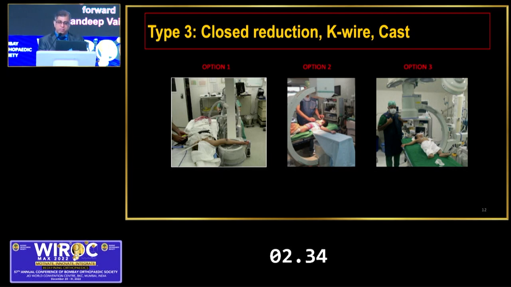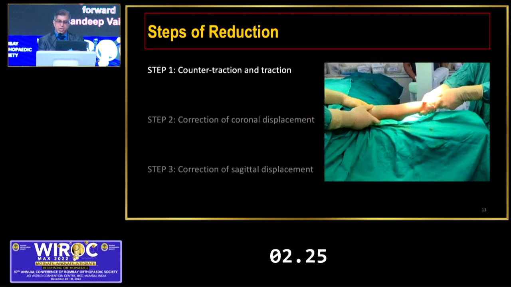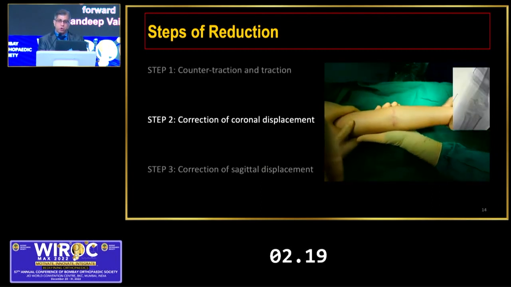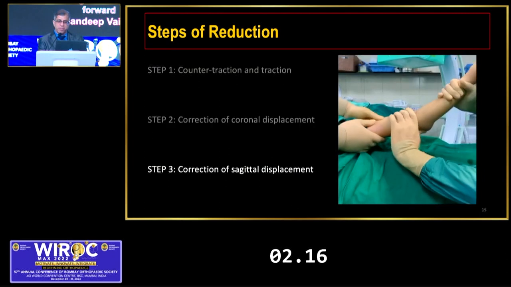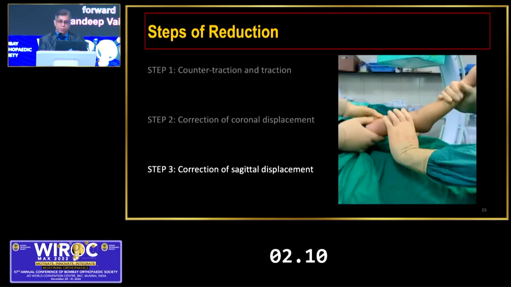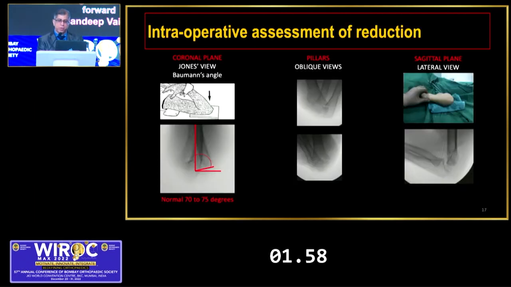There are various options for OT setups and positioning of the child for this procedure. The steps of reduction: the first step is traction against a counter traction applied by the assistant. The second step is correction of coronal displacement. And the third step is correction of sagittal displacement. This is done by applying thumb pressure to the olecranon and fully flexing the elbow. The reduction is then locked. This is done by pronation in case of fractures with posteromedial displacement and supination in fractures with posterolateral displacement. Intraoperative assessment of reduction is done by obtaining Jones view, pillar oblique views, and lateral view.